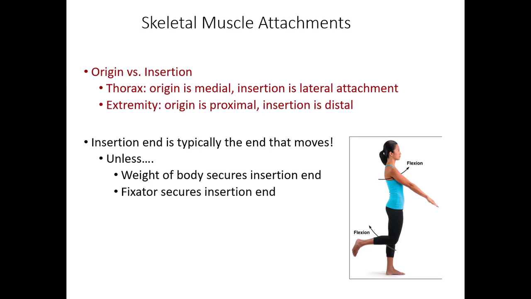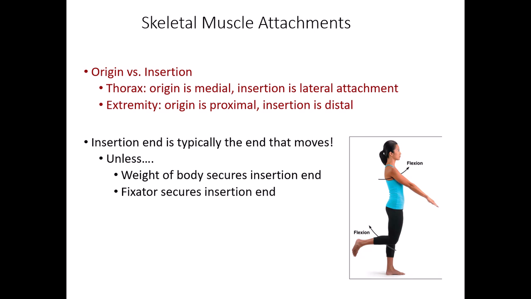On the appendages, on the upper extremity and the lower extremity, the rule changes. Now the origin is going to be the more proximal attachment, and the insertion the more distal attachment. Proximal, we know, means closer to the origin of the appendage, which is at the girdle. So the shoulder for the upper extremity, the hip for the lower extremity, and the insertion will be more distal to that.